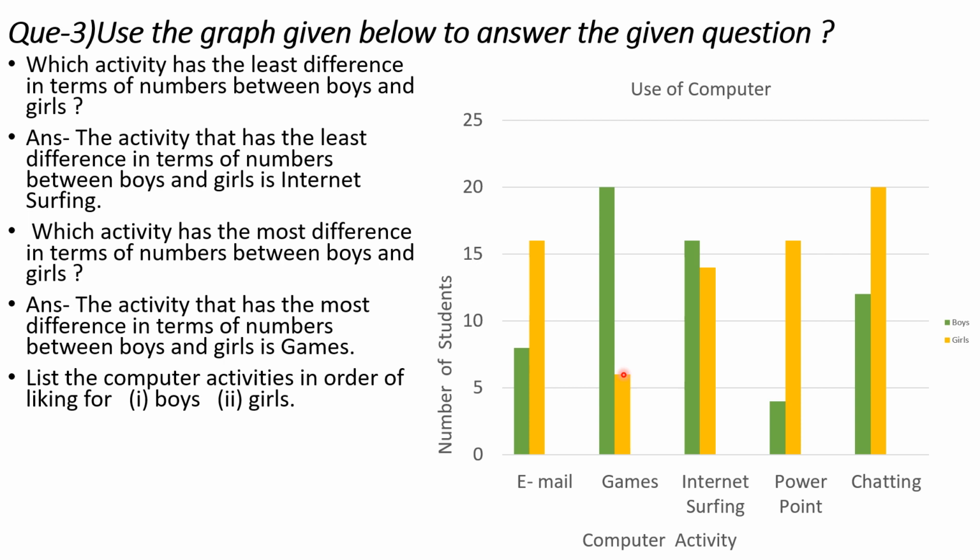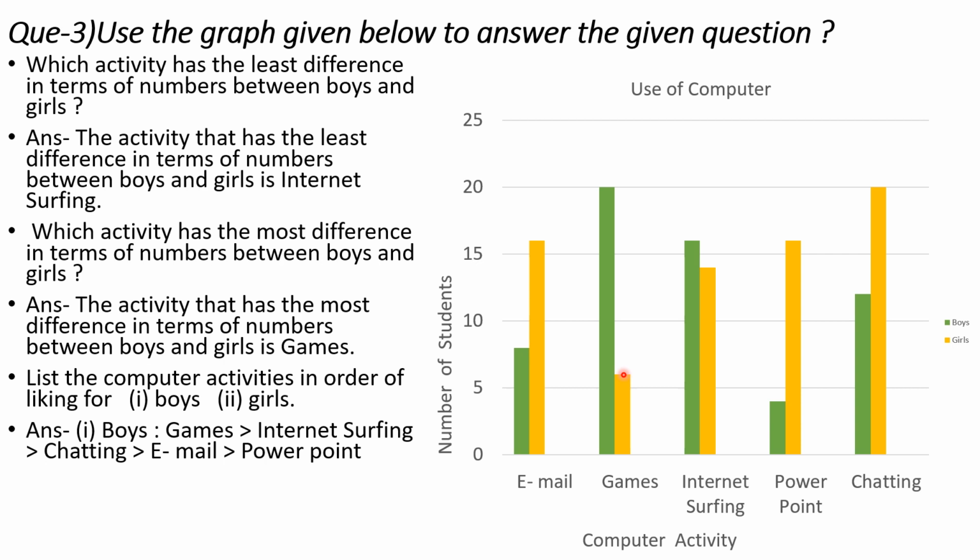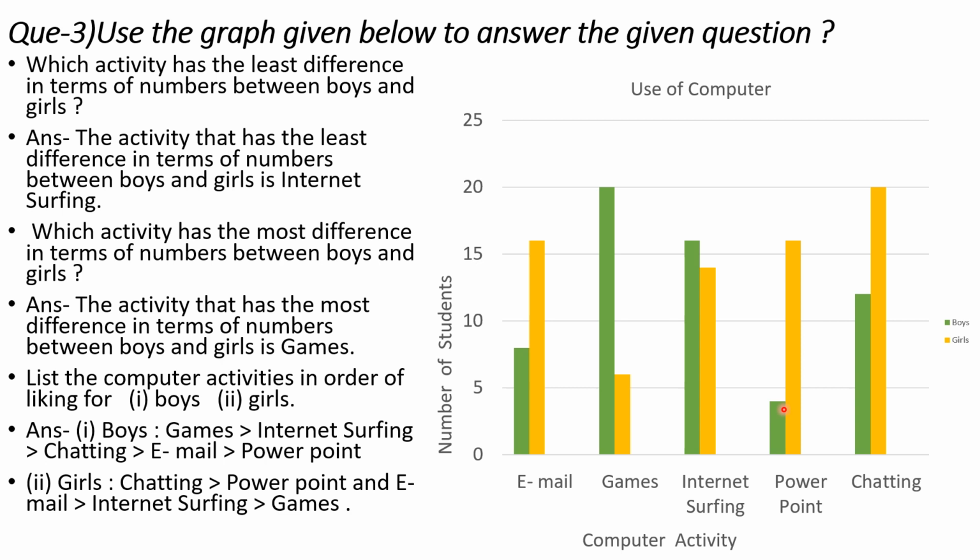Then list the computer activities in order of liking for boys and girls. In order of liking means you have to write down an order. It means for boys, boys like games a lot. After games, internet surfing, then chatting, then email, and least preferred PowerPoint. Then for girls, girls like chatting a lot, then email and PowerPoint, and internet surfing, and then games.